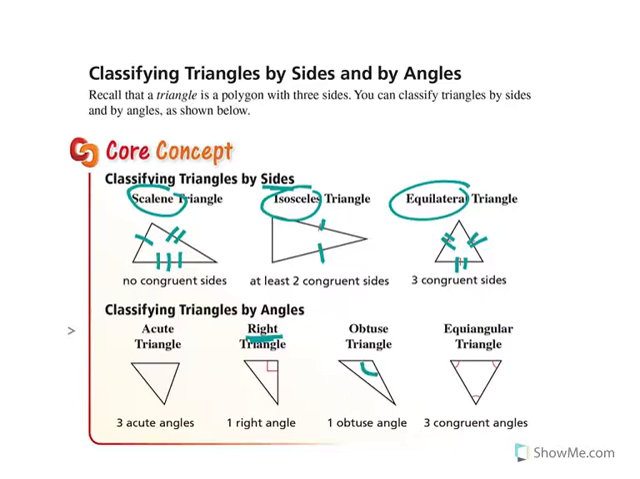And then our last one is our equiangular triangle. Equiangular is actually the one where all 3 angles are congruent. So these are my 4 options when I'm asked to classify my triangle by angles. I have acute, right, obtuse, or equiangular.